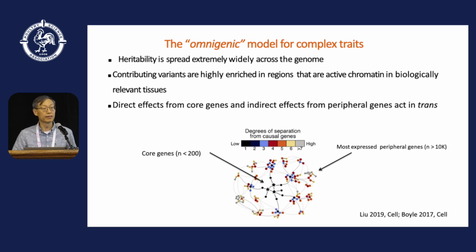In that sense, the heritability is spread extremely wide across the genome, as you would expect if 10,000 genes control complex traits basically everywhere. The contributing genetic variants are highly enriched in regions of active chromatin in the biologically relevant tissue. That is why, later on, we will talk about why we need to do the annotation. The idea is that those couple hundred core genes have a direct effect, and then those thousands of peripheral genes act in trans.